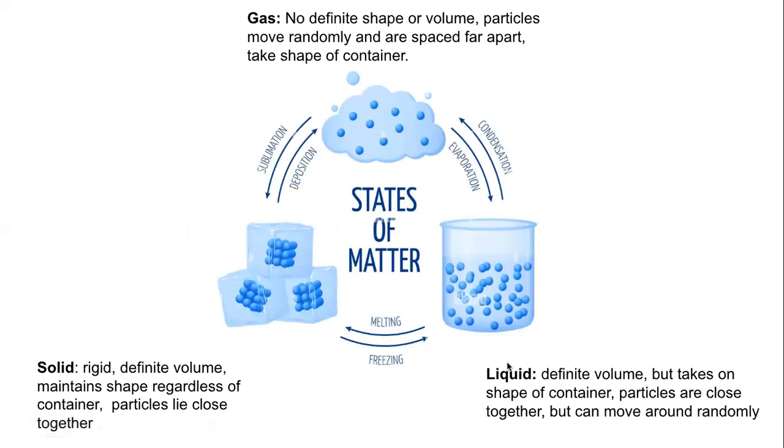Now we're going to talk about the states of matter, and we'll use water again as our example. There are 3 states of matter: a gas, a liquid, and a solid. And a solid is rigid, it has a definite volume, and it maintains its shape regardless of container. And the particles lie close together. So an example of a solid, if we use water, is ice.